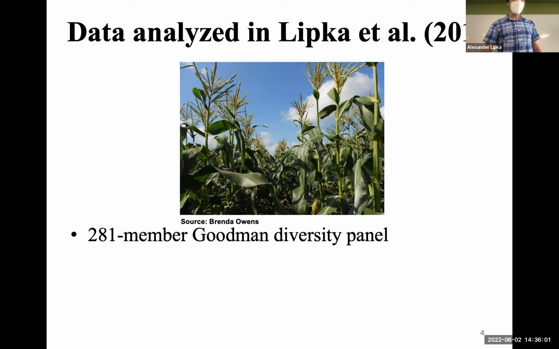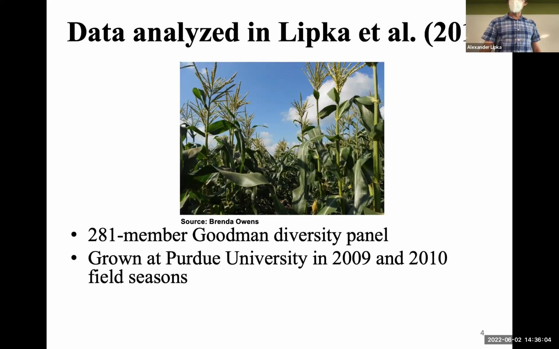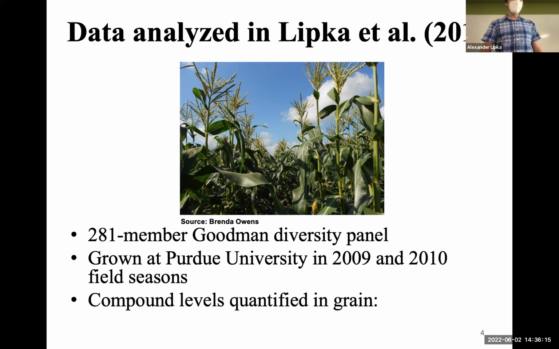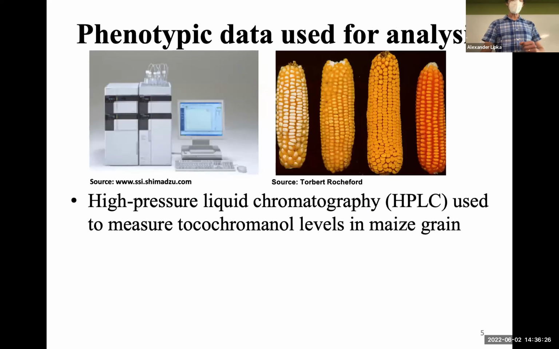So this multifaceted 2-field season grow out, this is the 3rd time we've seen this today, is the Goodman diversity panel of maize, 281 lines. Our colleagues at Michigan State measured tocopherol levels or tocochromonol levels for a subset of 252 of these lines. HPLC was used to quantify our tocochromonol levels, and this is important because these are going to be the Y variables in our GWAS, okay?